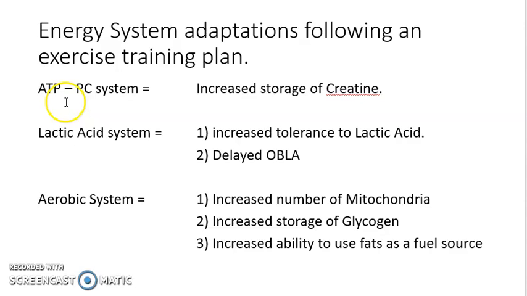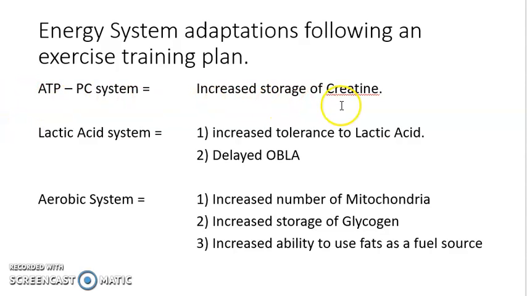So for the ATP-PC system, one of the adaptations is increased storage of creatine. What is that going to mean for the ATP-PC system? I'm going to leave that with you. If you need me to clarify that for you, come back to me on it, email me through the week.